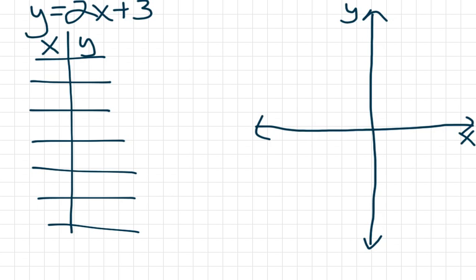We have already picked the point 1. So we know when x is equal to 1, y is equal to 5. And I'm going to come over here and plot that point. So I go right 1 and up 1, 2, 3, 4, 5.